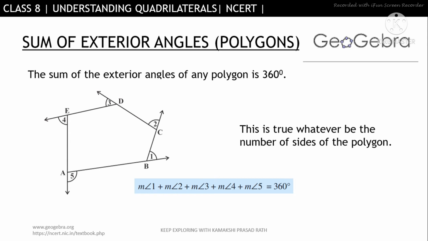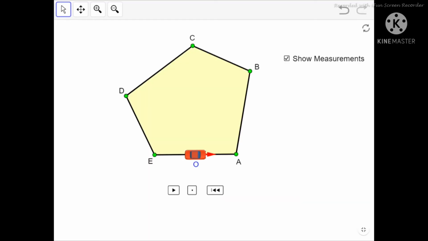Now let's use the GeoGebra applet to visualize and get a proof of how the sum of the exterior angles is 360 degrees. Let's consider this pentagon. When we make a complete round, we get 360 degrees. That is a complete angle. Now you can see at point O we have a car, and we will allow it to move along the boundary of this pentagon and see what angles are formed and how the sum of the exterior angles comes out.